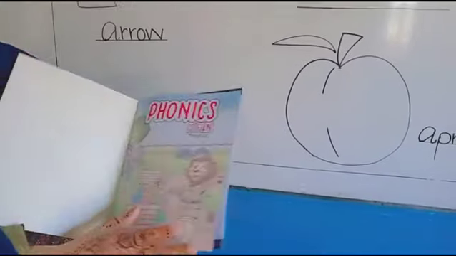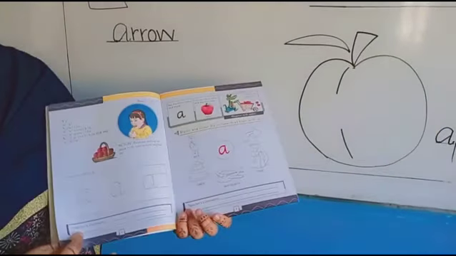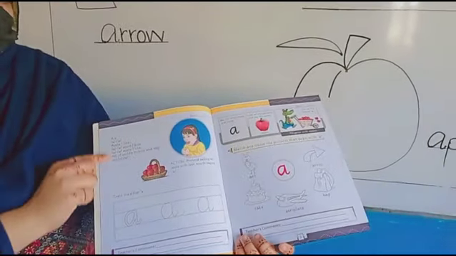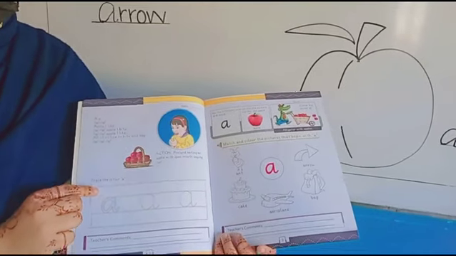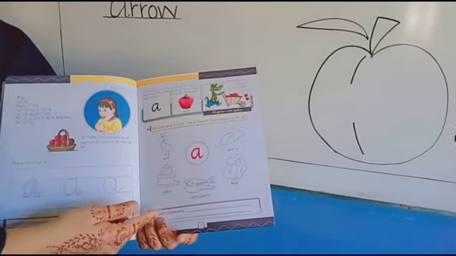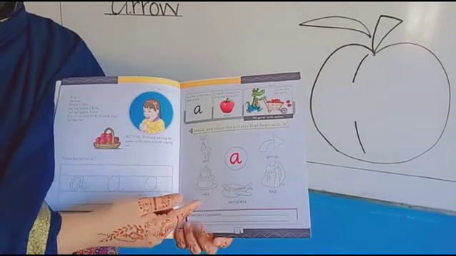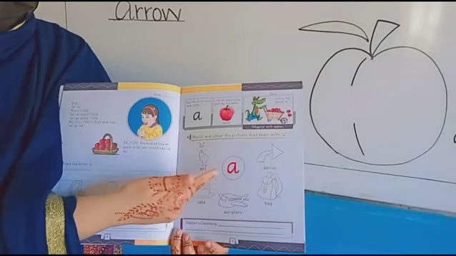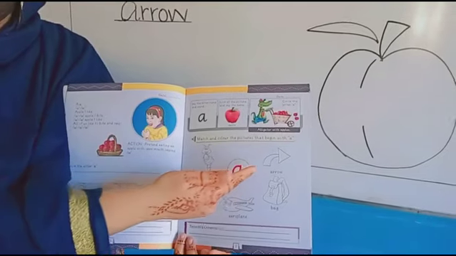Phonics books. Page number 1. This is letter A. And page number 2. Match and color the pictures that begin with A. A and ant, A and aeroplane, A and arrow.